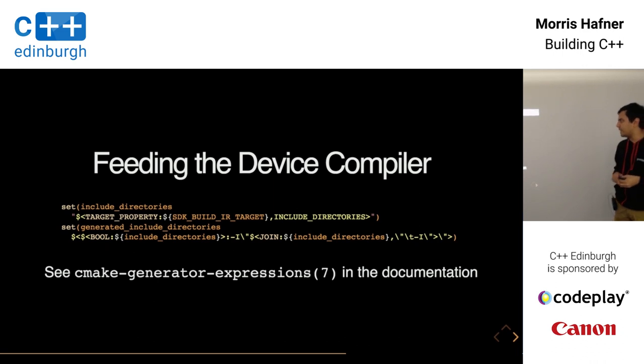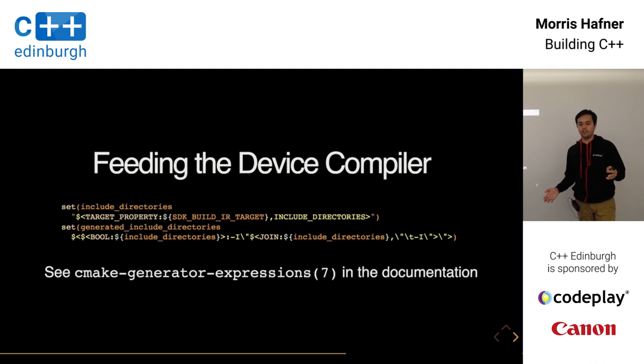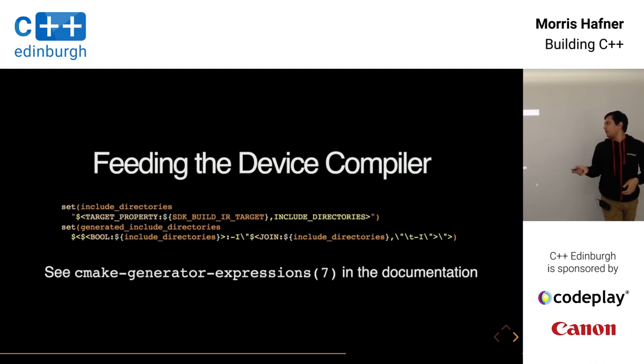Back to my add SQL to target example. So one of the challenges I have is that I have my device compiler and I have a list of include directories which might get added later. And the device compiler needs to know which include directories the user passed to CMake. And I can do this with this giant generator expression here by saying I get the target property include directories of whatever I'm currently building. What this returns is a CMake list. And I will join this list with tab and dash capital I. This is an ugly hack, I have to say, because the tab here is just an unsupported thing.